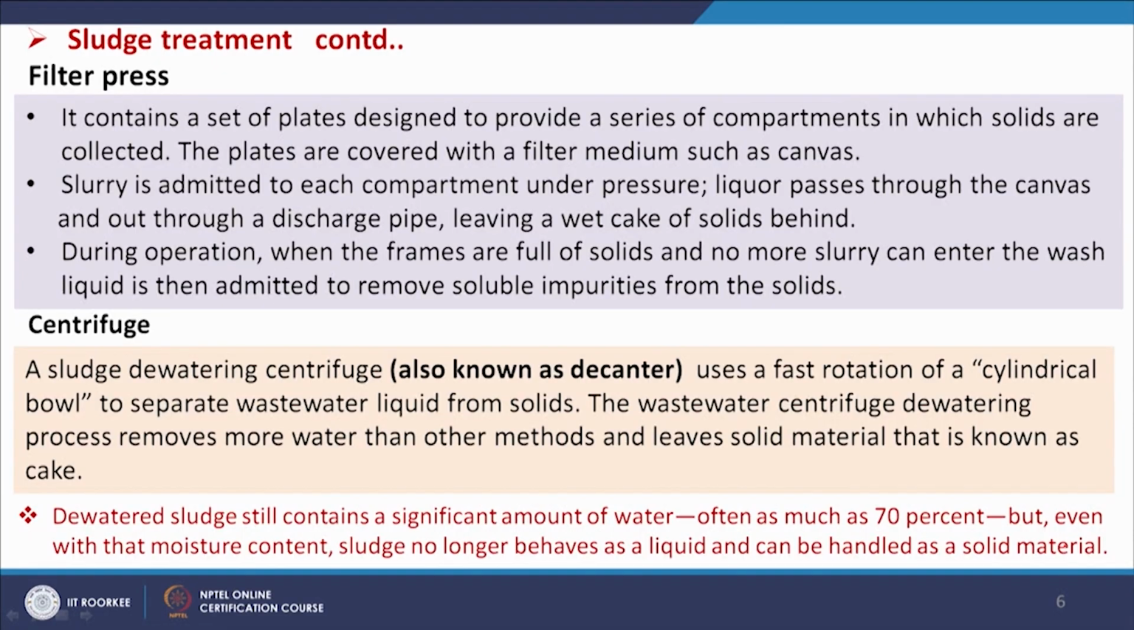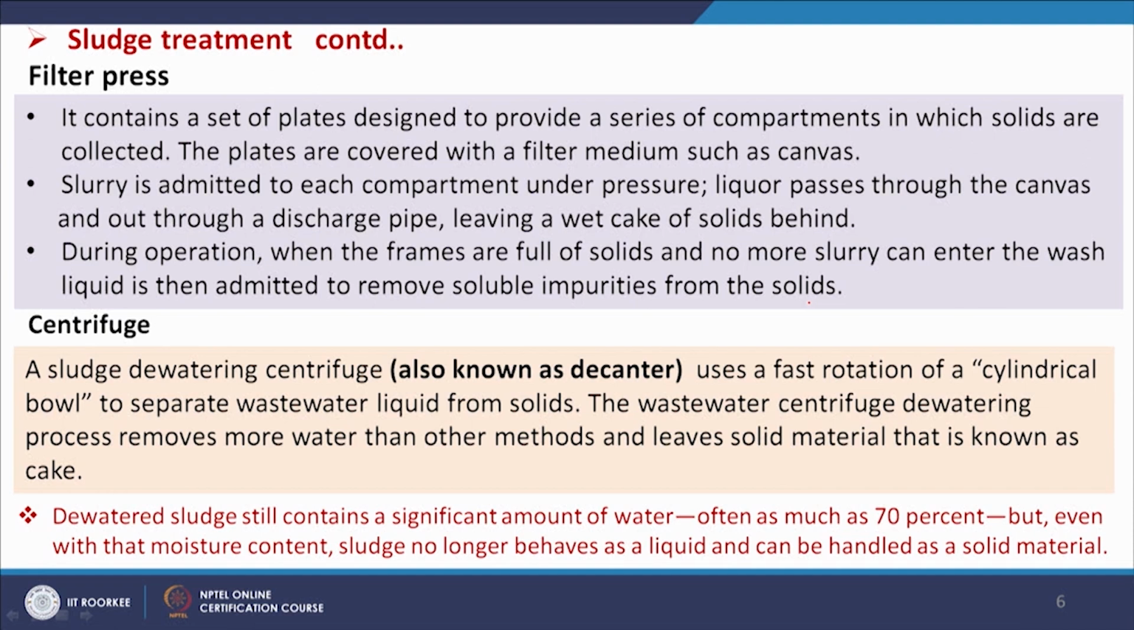Filter press contains a set of plates designed to provide a series of compartments in which solids are collected. The plates are covered with a filter medium such as canvas, and slurry is admitted to each compartment under pressure. Liquor passes through the canvas and out through a discharge pipe, leaving a wet cake of solids behind. During operation, when the frames are full of solids and no more slurry can enter, the wash liquid is then admitted to remove soluble impurities from the solids. So, this is a batch type of operation we can say.